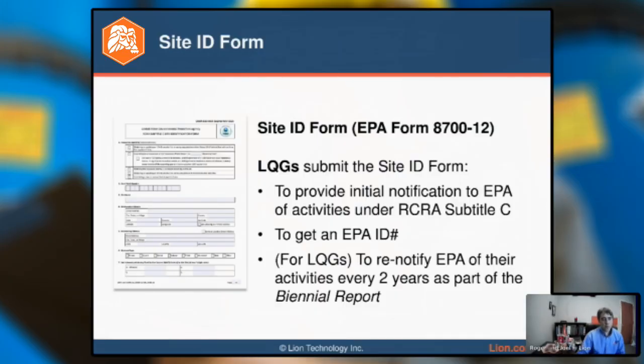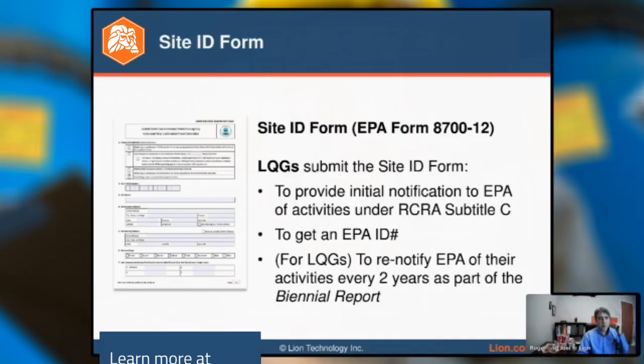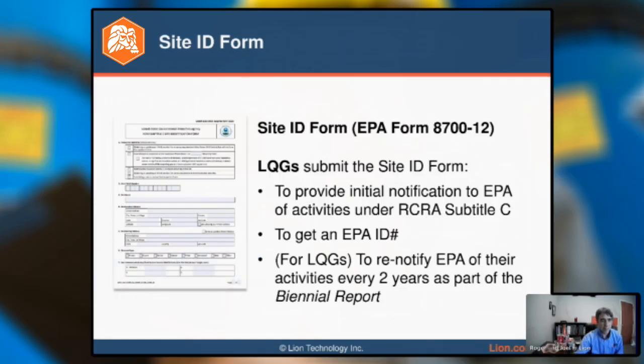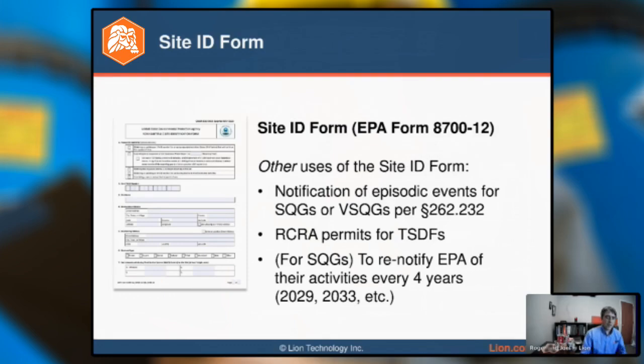Moving forward, when the Generator Improvement Rule came out a couple years ago, EPA said, okay, large quantity generators, we want you to re-notify every once in a while. That just means you have to tell us you're still a large quantity generator. This is required every 2 years. The good news is, since it's every 2 years, we can do this as part of our biennial report. So there's not all that much different. You're still going to fill out that biennial report, you just do the Site ID form at the same time.